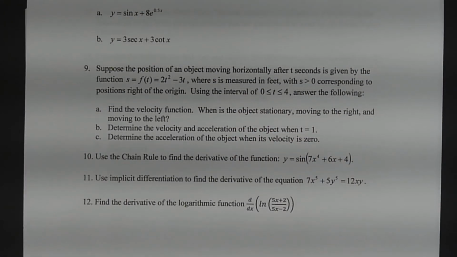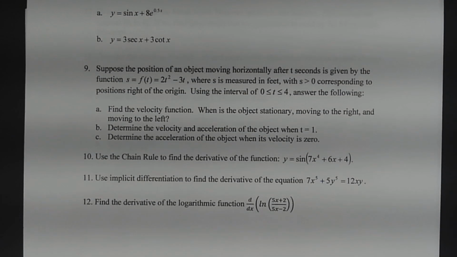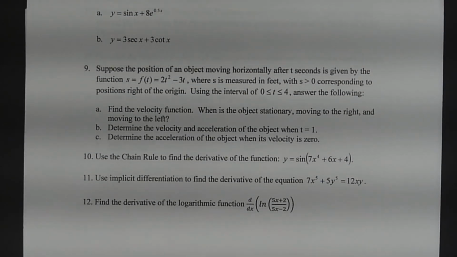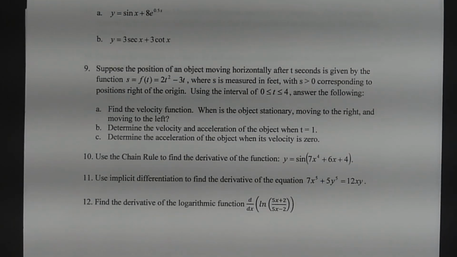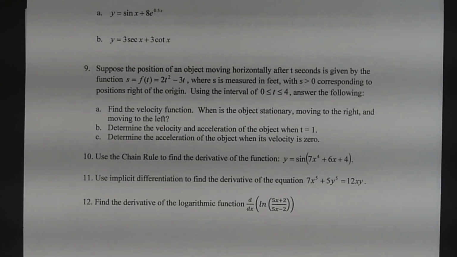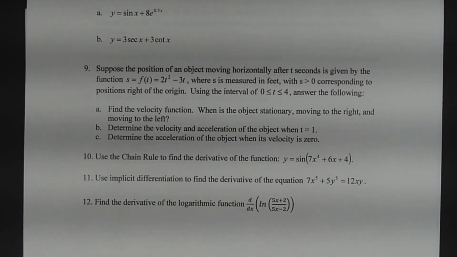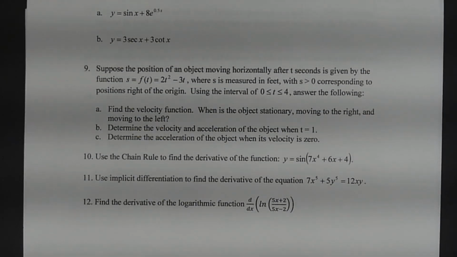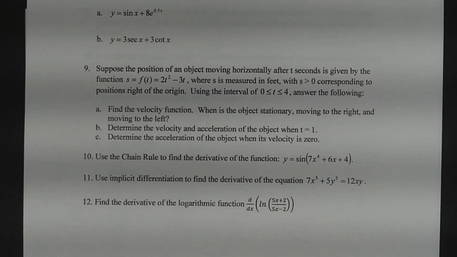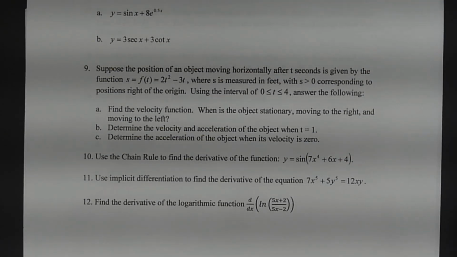Part A, you're going to find the velocity of the function, and when is the object stationary, moving to the right and moving to the left. Part B is to determine the velocity and acceleration of the object when t is equal to 1, and part C, determine the acceleration of the object when its velocity is 0.